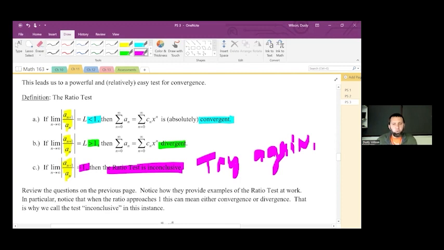I encourage you to review the questions on the previous page. Notice how they provide examples of the ratio test at work. In particular, notice that when the ratio approaches 1, this can mean either convergence or divergence. That is why we call the test inconclusive in this instance. So be very careful of when the ratio test is equal to 1. You don't want to draw a conclusion when you shouldn't be drawing a conclusion.